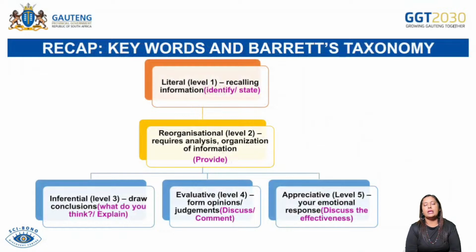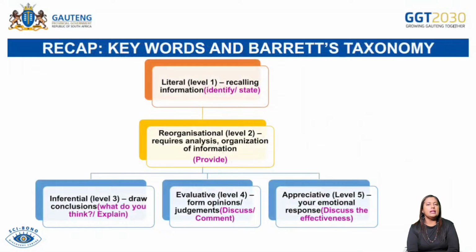When we're looking at English home language, we have to remember Barrett's taxonomy. The only way the examiner is going to be able to understand whether you have learned that skill or not is by testing your cognitive levels of understanding. We move between the easy, the medium, and the difficult levels of questioning, and there are certain words that you should be familiar with right now as you are in grade 12.